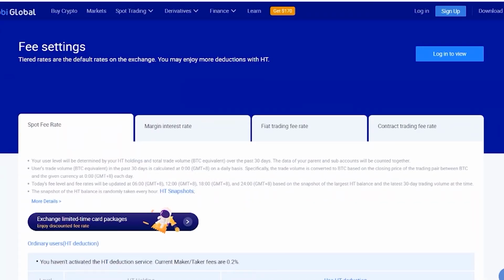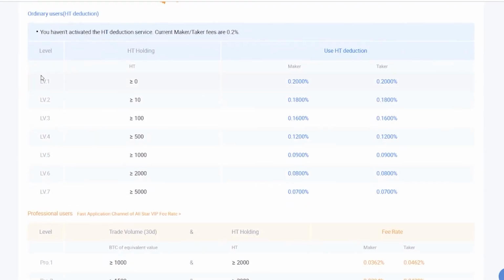That's not too much for me, so let's just go ahead and talk about the fees for Huobi. So you guys can actually see that I'm on Huobi Global's website and it says fee settings. So the spot fee rate here is from level 1 to level 7. Anywhere more than 0 tokens to below 10 tokens is 0.2 for the maker and taker, and then 10 tokens and above is 0.18, and then anywhere above 100 tokens is 0.16, above 500 is 0.12, and so on. As you guys can see, if you are using more Huobi tokens, it is way cheaper than when you're using fewer Huobi tokens.